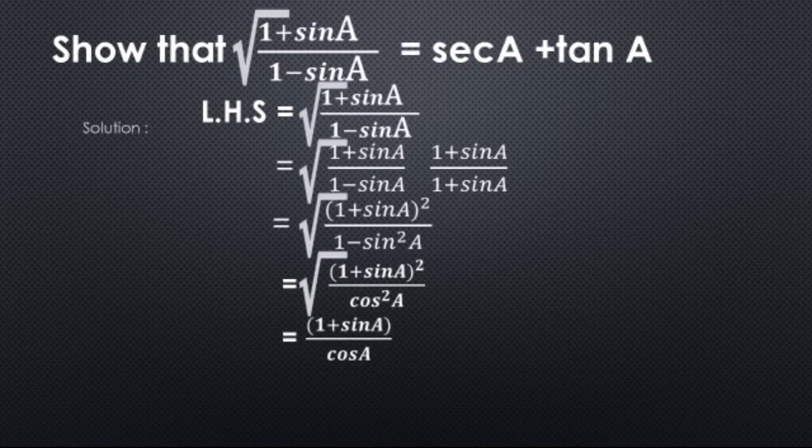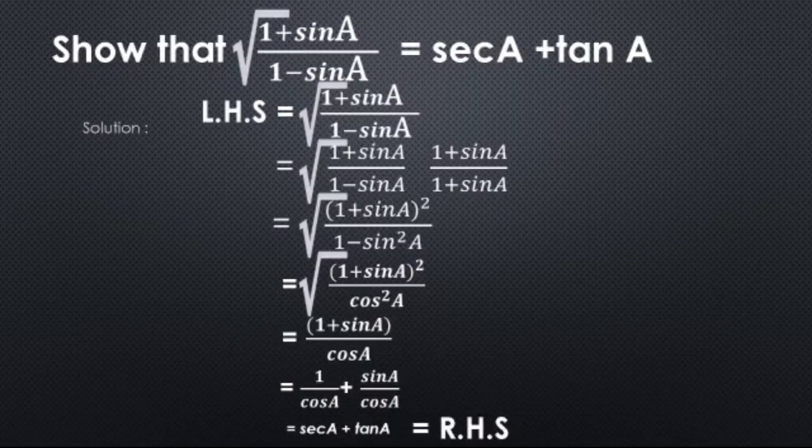We can write (1 plus sin A) by cos A as 1 by cos A plus sin A by cos A. We can write 1 by cos A as secant A and sin A by cos A as tan A. So, secant A plus tan A. So, this is RHS.